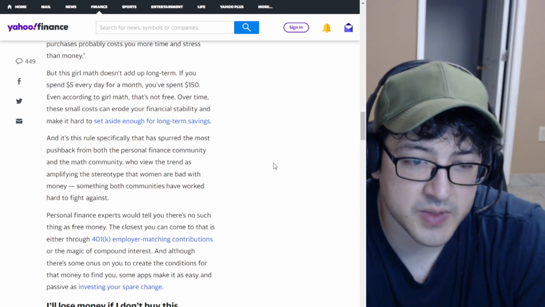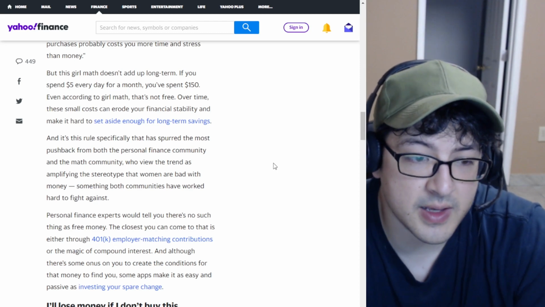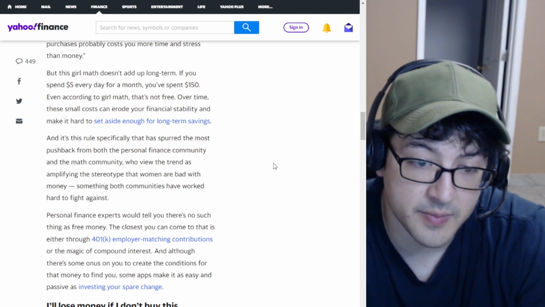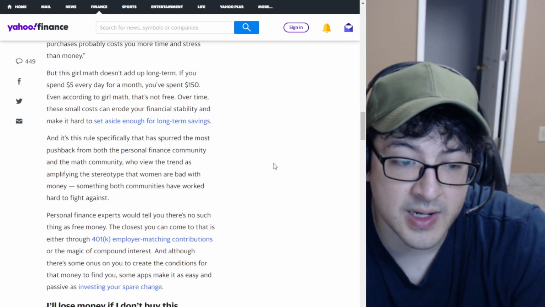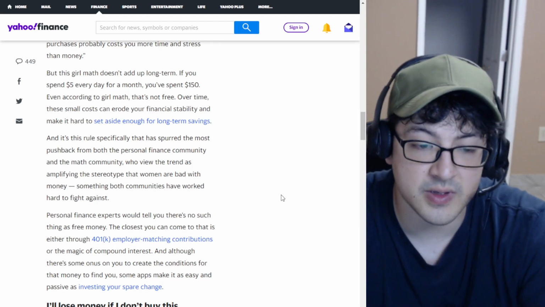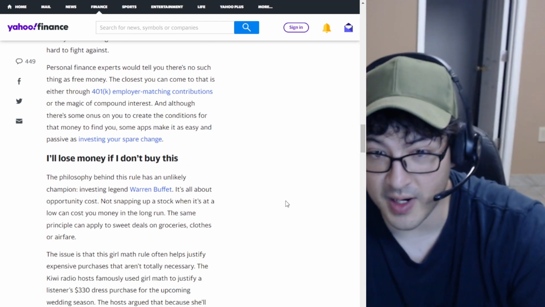So personal finance experts would tell you there's no such thing as free money. The closest you can come to that is either through a 401k employer matching contributions or the magic of compound interest. And although there's some onus on you to create the conditions for that money to find you, some apps make it easy, as passive as investing your spare change. I'll lose money if I don't buy this.